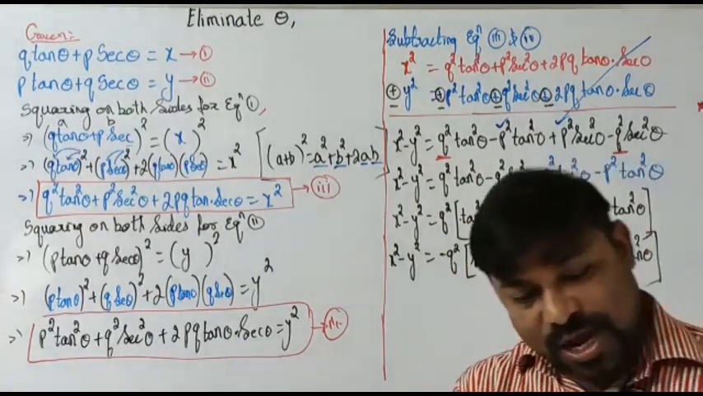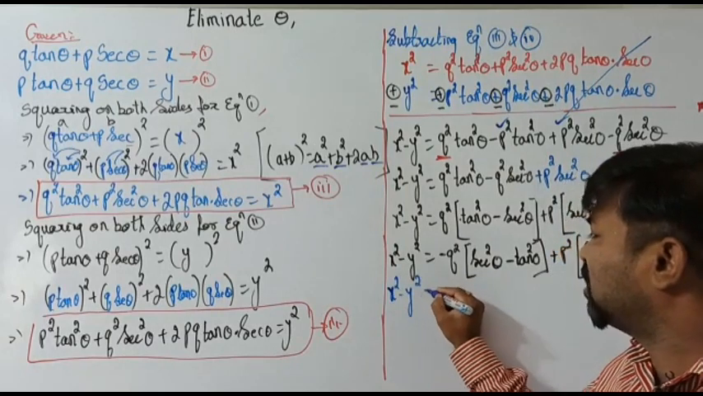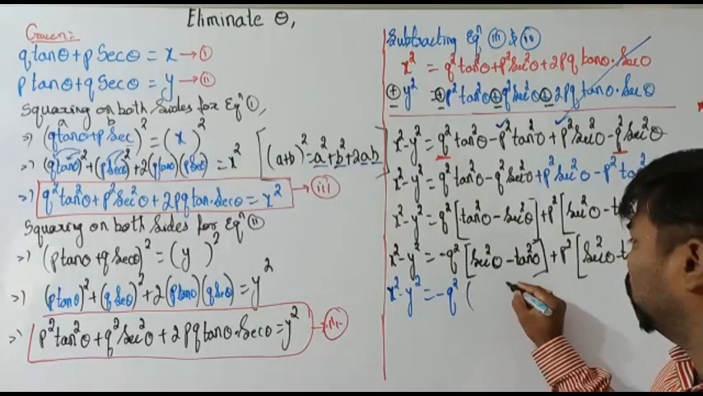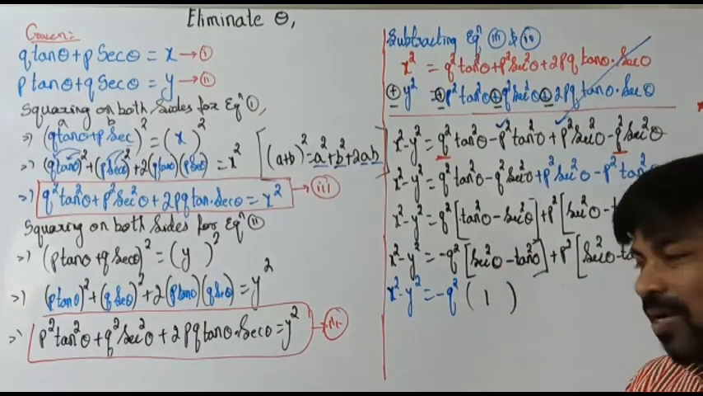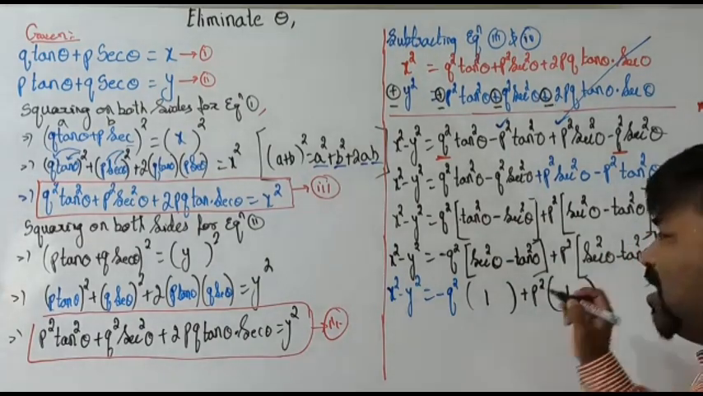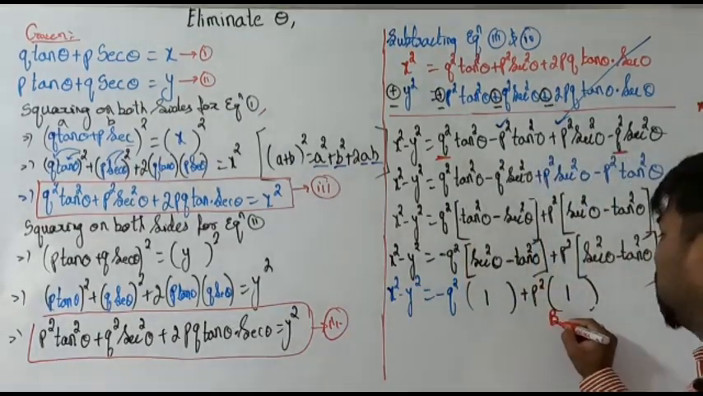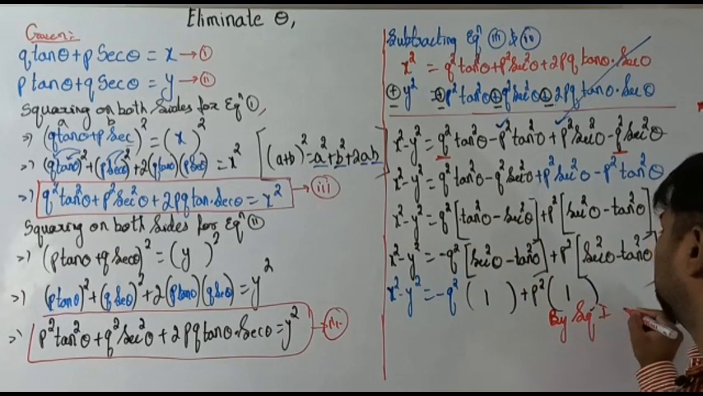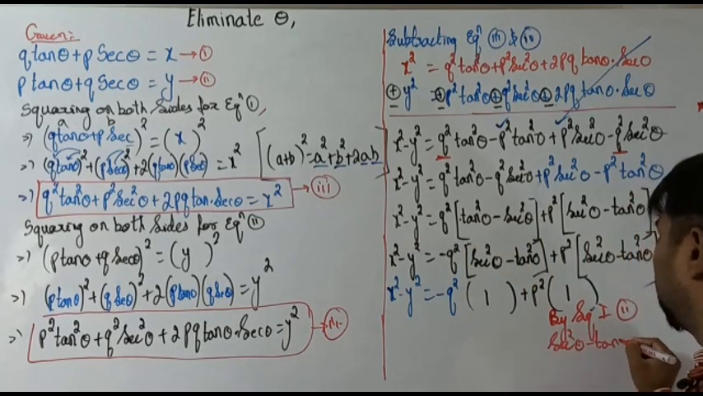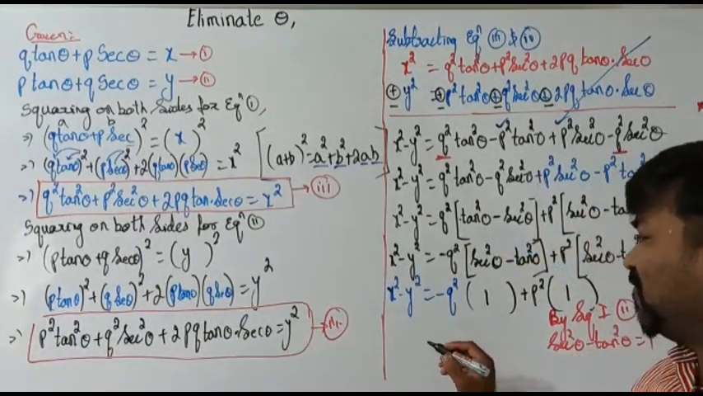It's cool. Now straight away, x square minus y square is equal to minus q square into this total, which is nothing but 1, plus p square and this total is nothing but 1. How did you get that? That is the logic now. By square identity 2, secant square theta minus tan square theta is equal to 1. This is what we are using. Now let's simplify. We are all done.